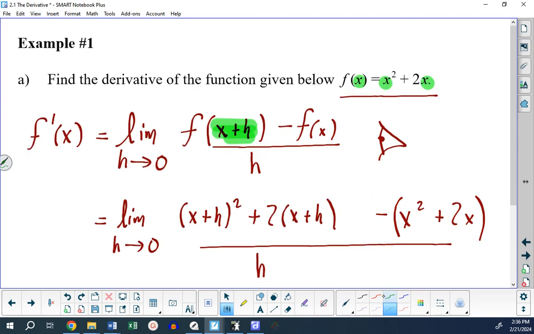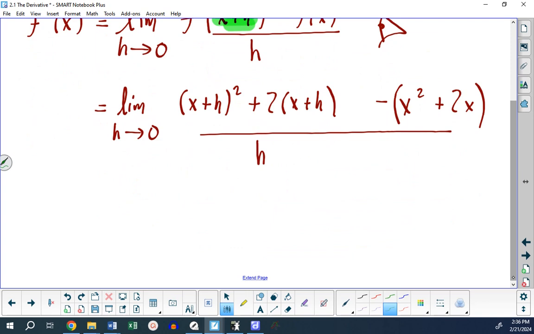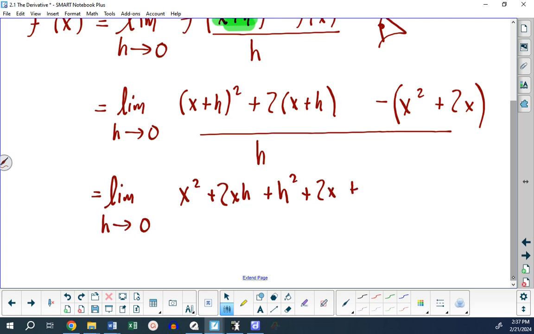Anyway, we need to expand this out. And the algebra here with this question is not difficult. This becomes the limit as h is approaching 0 of x squared plus 2xh plus h squared plus 2x plus 2h minus x squared minus 2x over h. I just found myself on cruise control there without even thinking, so I'm going to double check everything. x plus h times x plus h will give me the x squared plus 2xh plus h squared. That's fine.